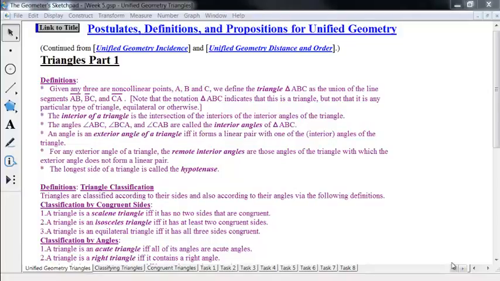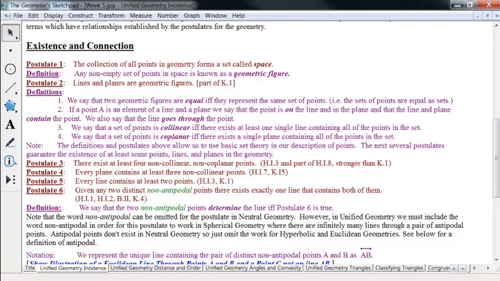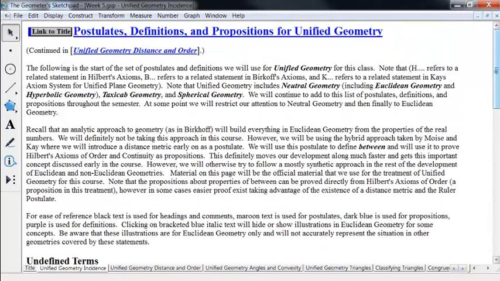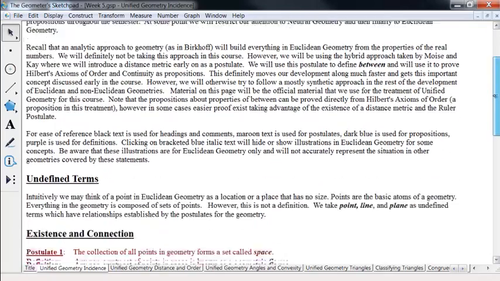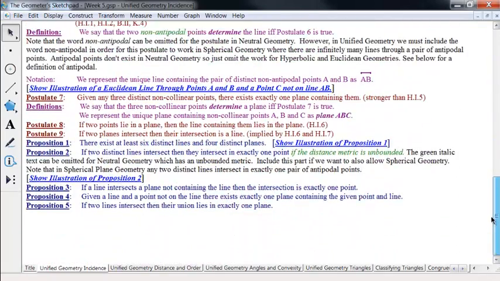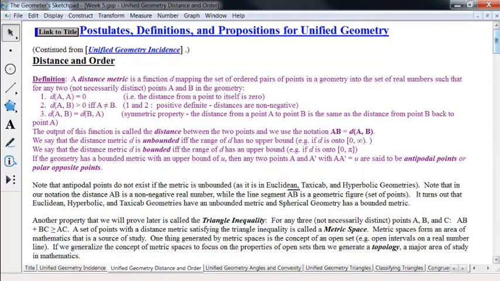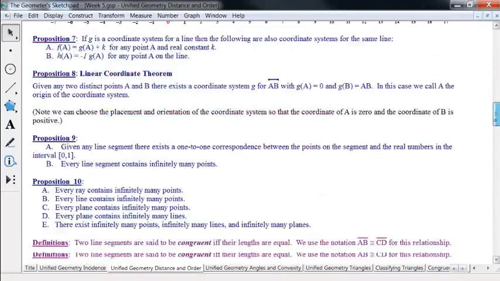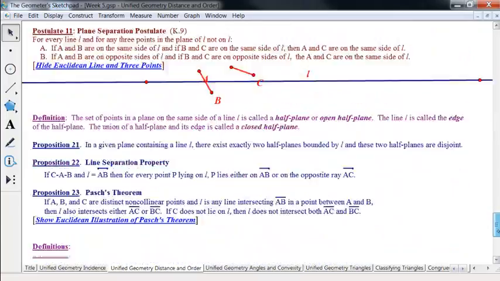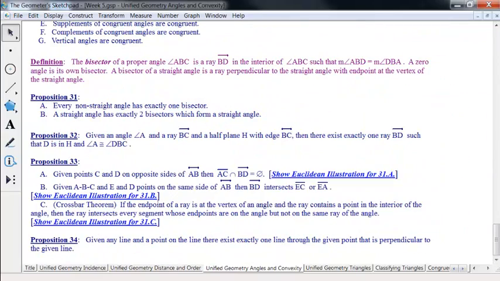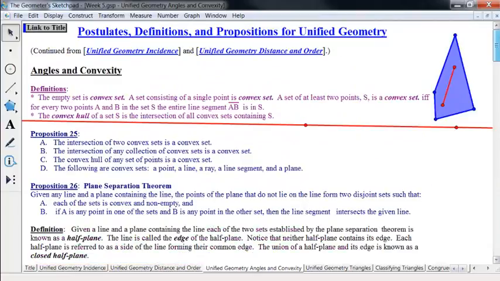Well, once again, we're working with our unified geometry, and remember in previous weeks we had some initial postulates of existence and incidence, connection, and some propositions that related to that. Then after that we talked about distance and order. Got this idea of a distance metric and between. And this is when we really started introducing the unified geometry of the four infinite geometries we've been working with.